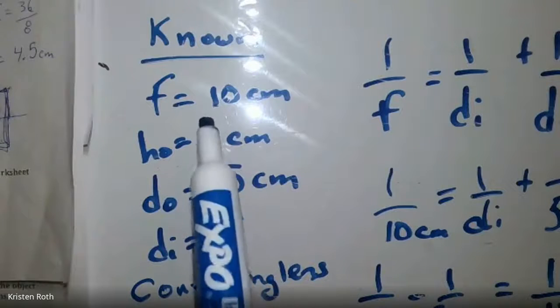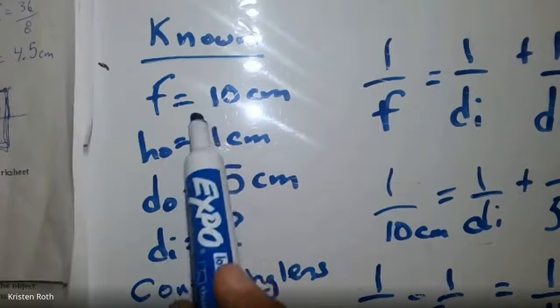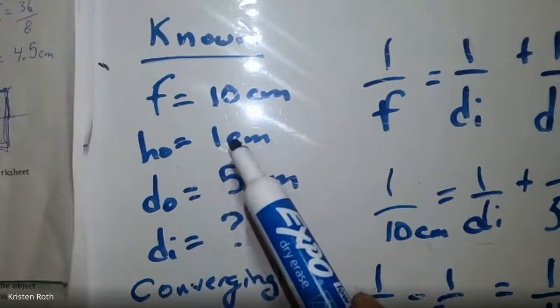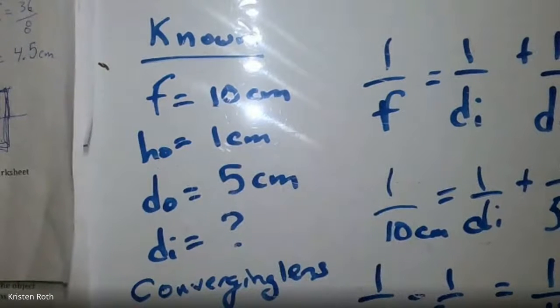How do we get a real image? It has to be behind the focal length for a converging lens. For a diverging lens, it can be anywhere, and you're going to end up with a virtual image. Okay, so there's the difference there. So that is question 1.